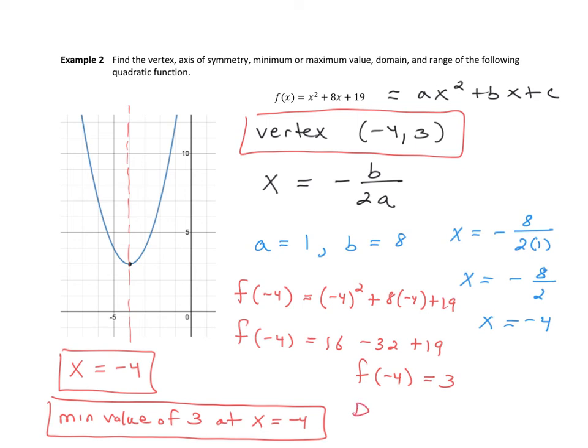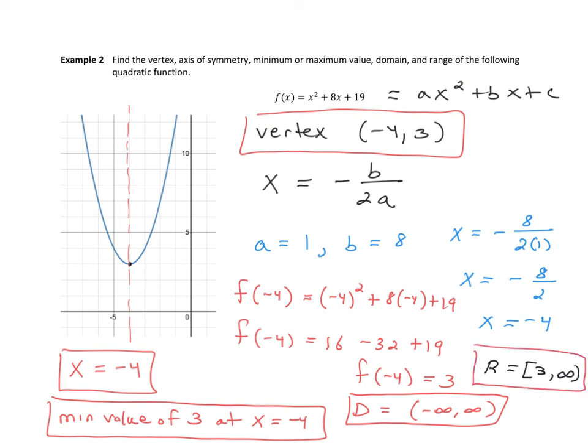Now, the domain is all real numbers. You can plug any number you want in place of x. The graph goes forever in both directions. So here's the domain. But the range is not all real numbers. It starts at 3 and it goes up. So if we want the range, I'll put that over here. The range is from 3 to infinity. And that's everything for this problem.